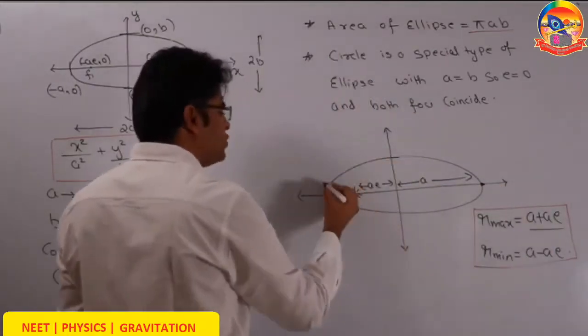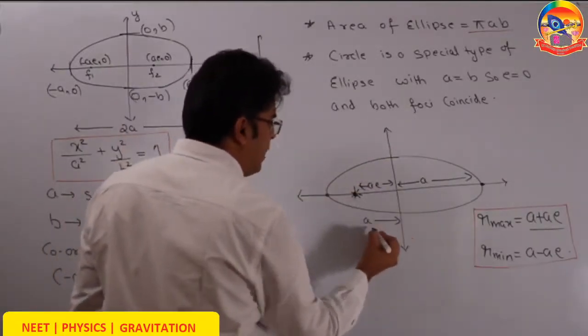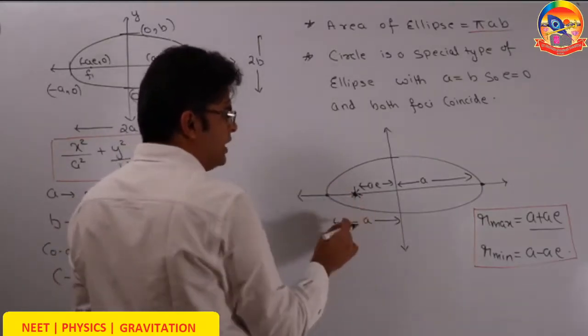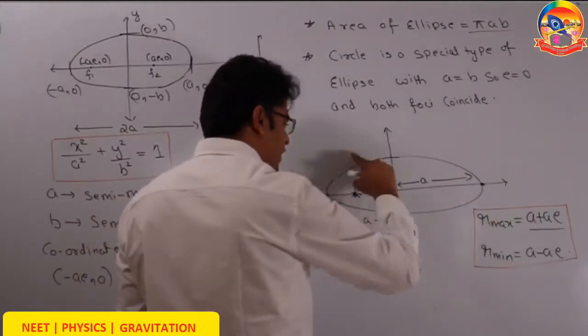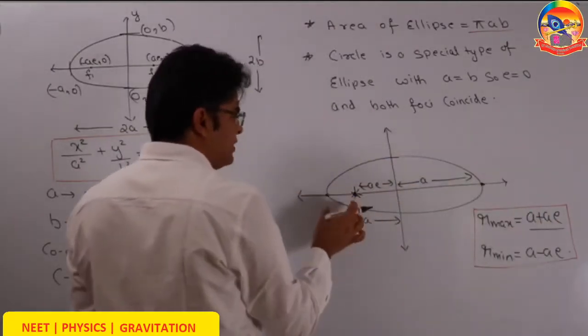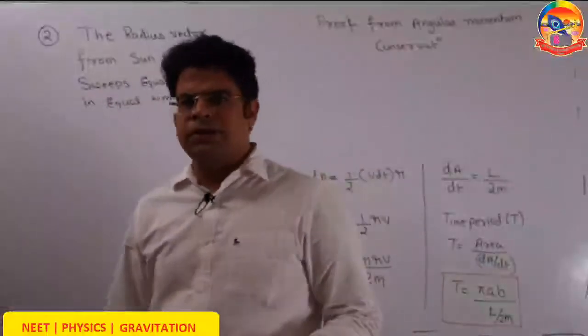When the planet is closest to sun here, what is the distance? This length is also equal to semi-major axis. So the minimum distance of planet from sun is nothing but A minus AE. So the maximum distance of planet moving in elliptical orbit from sun is A plus AE, and the minimum distance is A minus AE. So now moving on to Kepler's second law.